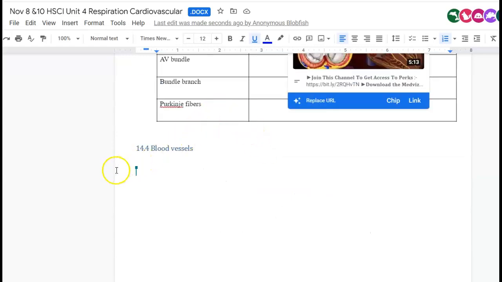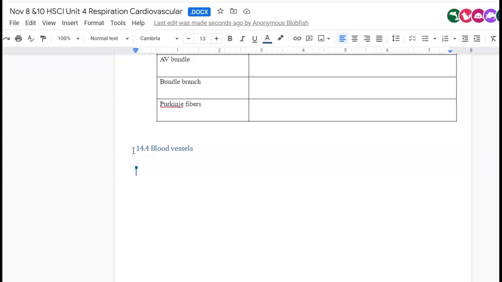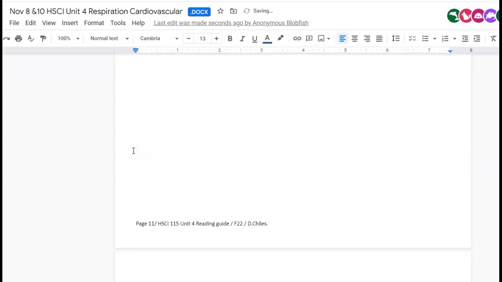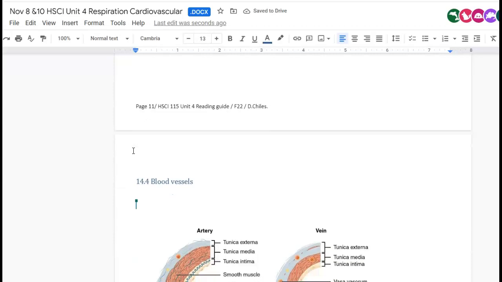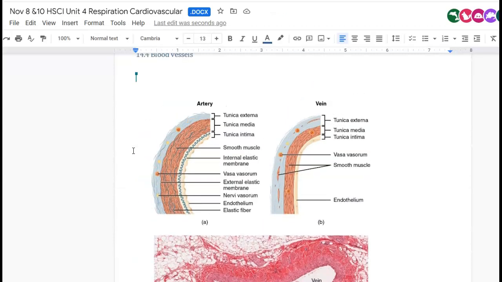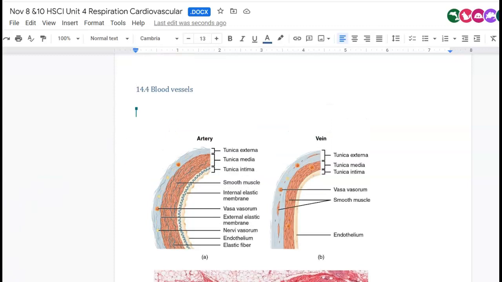Okay, do we need a break before we go on? I think I need a break. I'm just going to take a quick break, and then we will come back and we will look at the different types of blood vessels. Okay, blood vessels, part 2. We'll just start the blood vessels. Doing pretty good. Let's see how it goes.